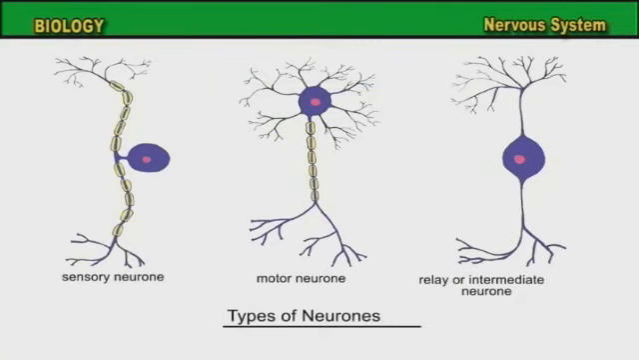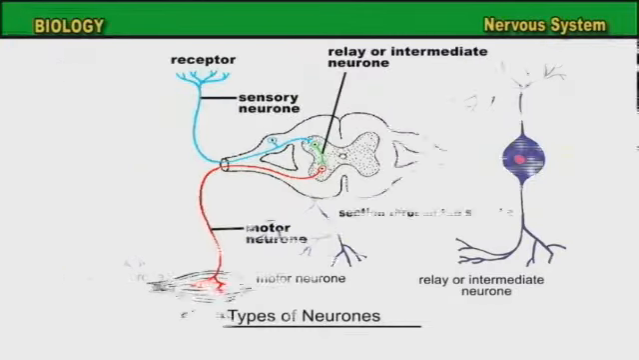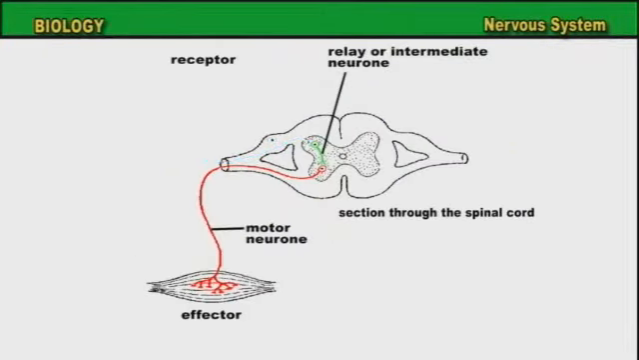There are 3 types of neurons: sensory neuron, relay or intermediate neuron, and motor neuron. Neurons can be grouped based on the direction in which they conduct nerve impulses. The sensory neuron connects directly to the receptor. Sensory neurons detect stimuli and carry signals to the central nervous system.